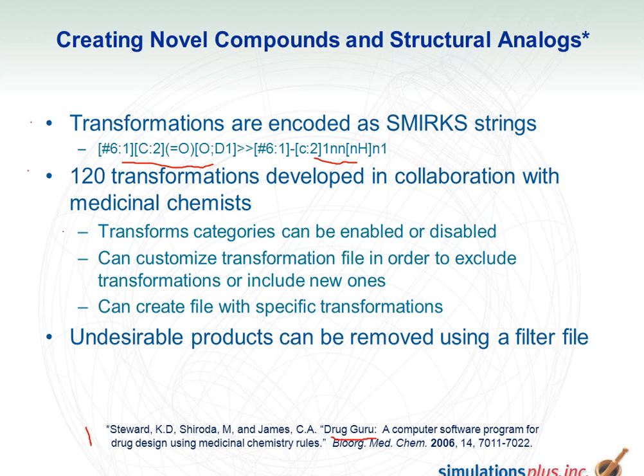Each transformation in the file has a category, and we can enable or disable specific categories. We can customize the transformation file in order to exclude some transformations and include others. You'd simply make a copy of that file, remove the ones that you don't want, and include others at the bottom. And of course, you can create your own file with specific transformations for your particular task.